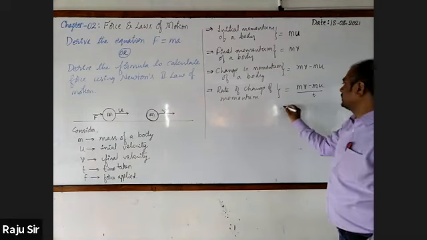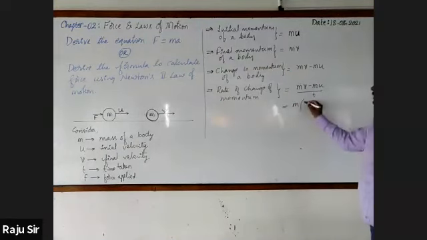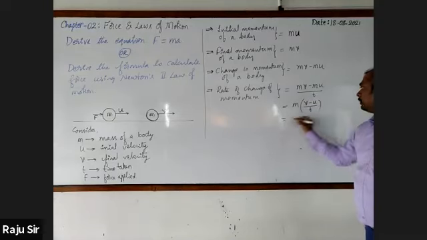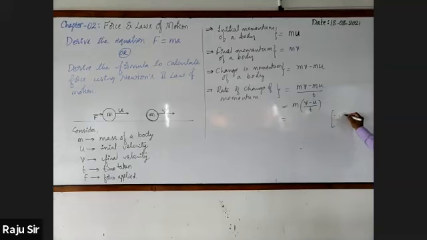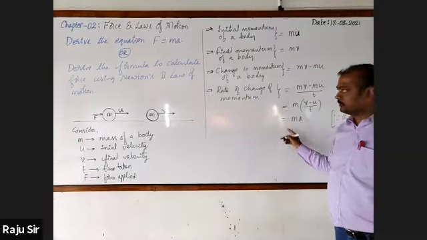m can be taken as a common factor. So it is m times (v minus u) divided by t. What is v minus u by t? Acceleration. So it is m a, equal to m into (v minus u by t). This is the rate of change of momentum.